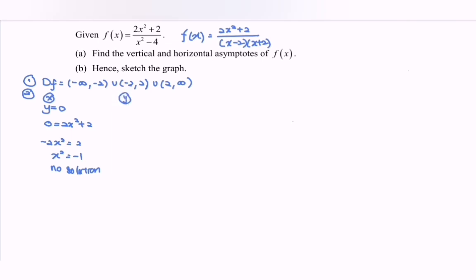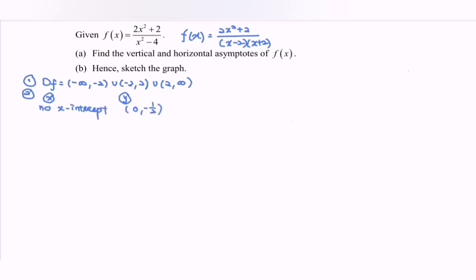In order to find the y-intercept, x must equal 0. If we substitute 0 for x, y equals 2 over negative 4, so y equals negative 1/2. So we have the point (0, −1/2).